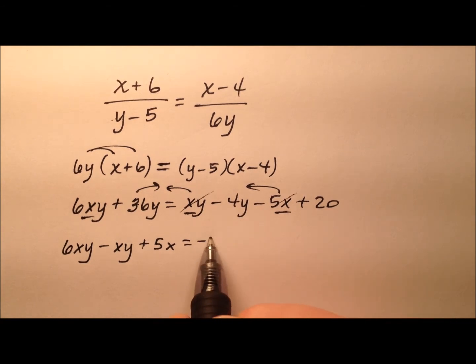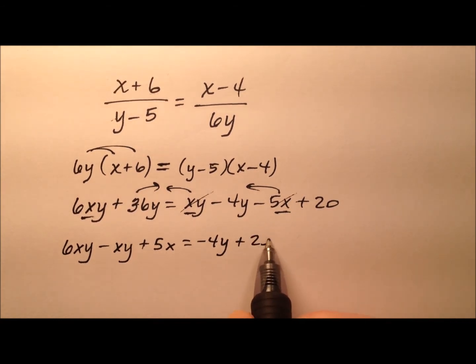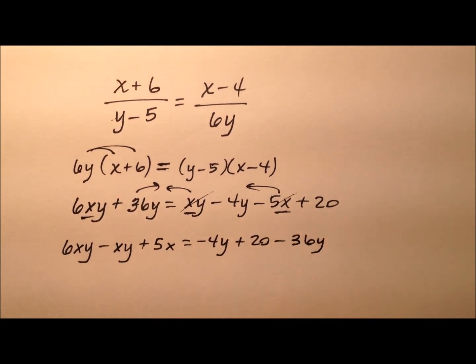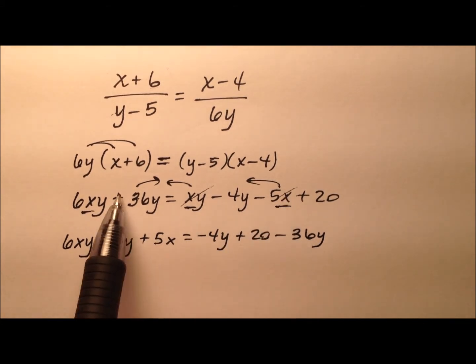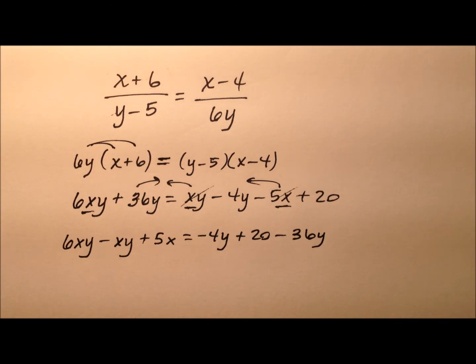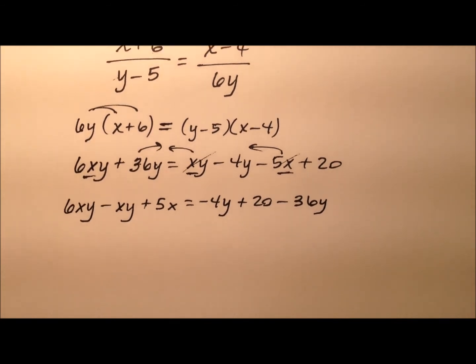So we have this minus 4y, the plus 20, and the minus 36y. And once again, you can take a term from one side of the equation to the other side of the equation simply by changing its sign. So change sides, change signs.